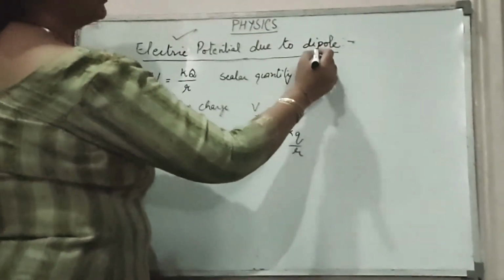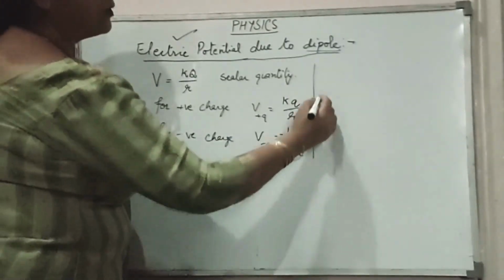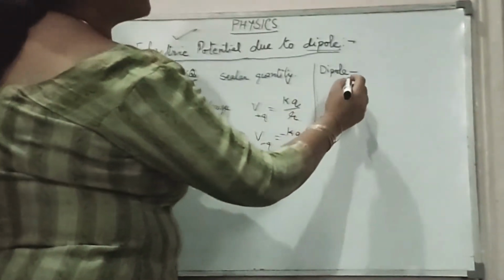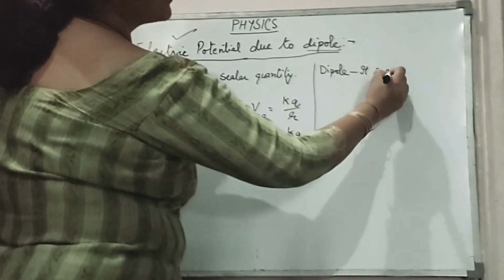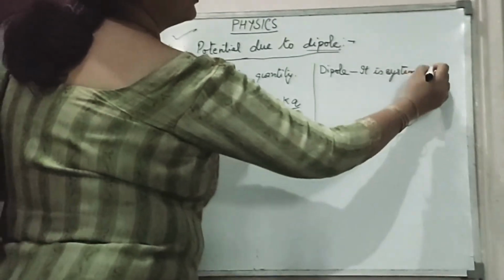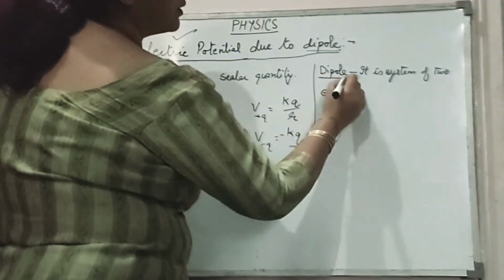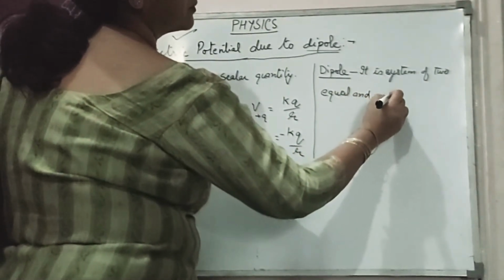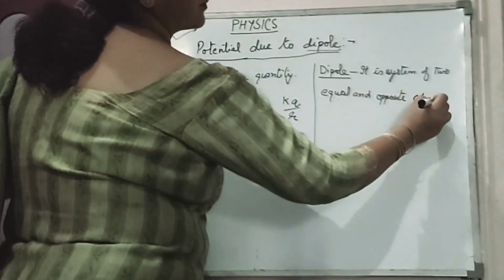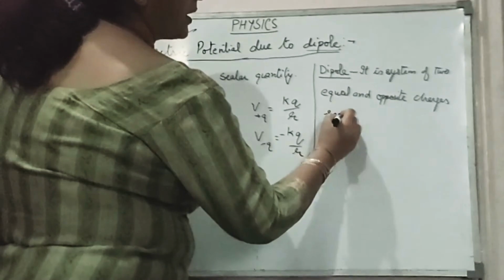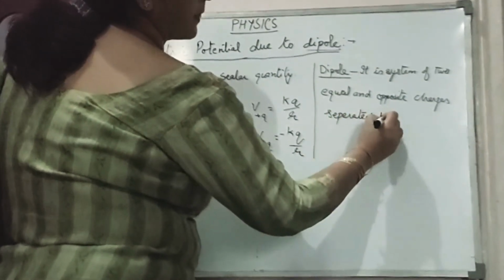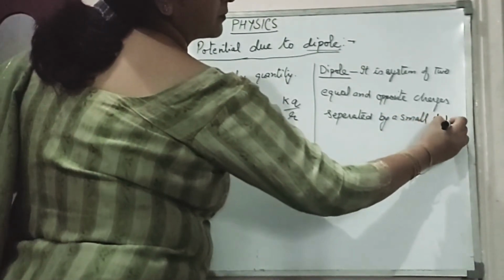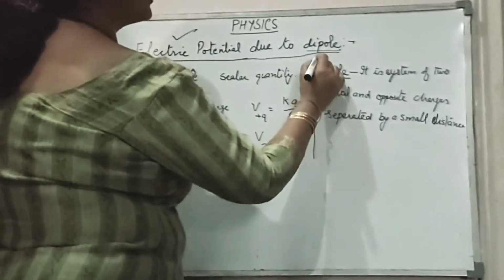Now, what is a dipole? Dipole is a system of two equal and opposite charges separated by a small distance. It is called an electric dipole.